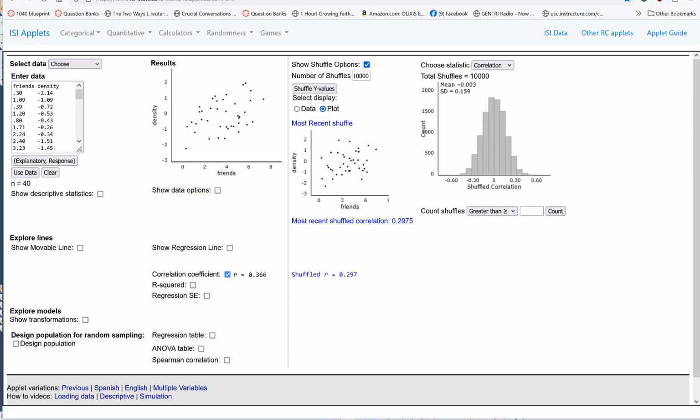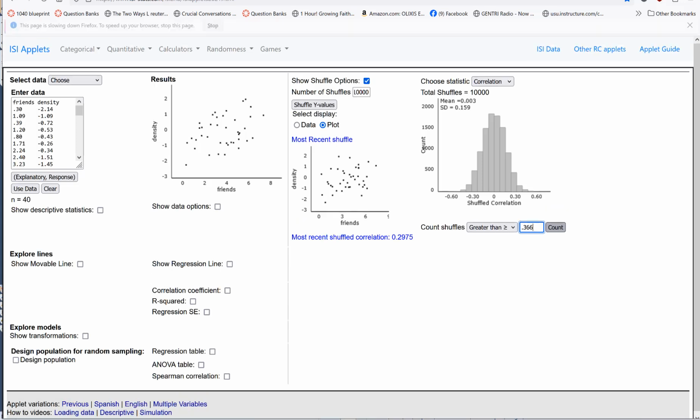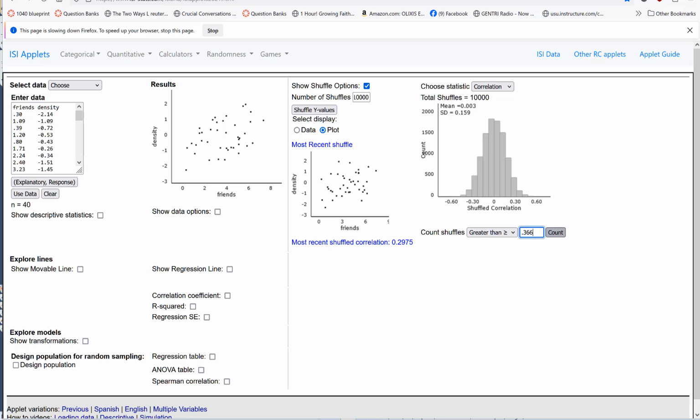and then you can see that our correlation is 0.366. Okay, so coming over, we want to count shuffles greater than or equal to our sample correlation 0.366. Make sure you have the greater than or equal to. We click count. This applet is a little bit slower with such big, even though they're not really big, sample sizes, but it's a lot more work to shuffle the Y values. So it would be okay if you just did 1,000 on this applet.